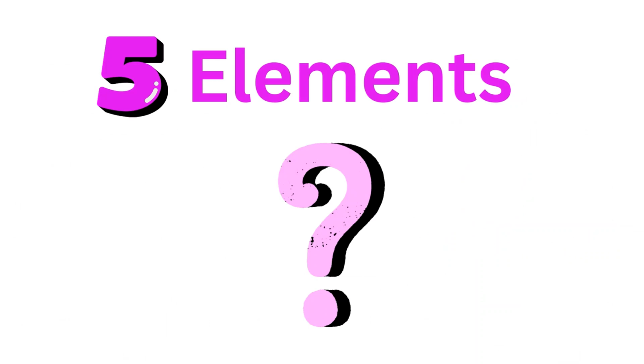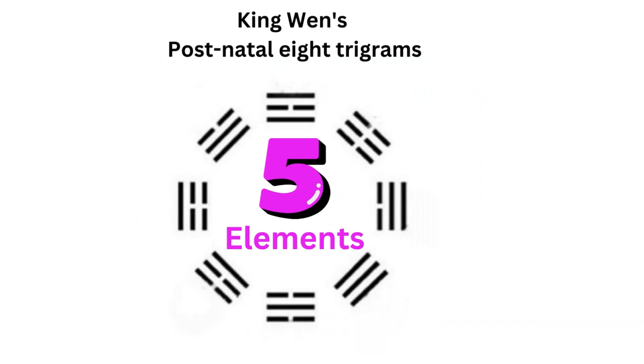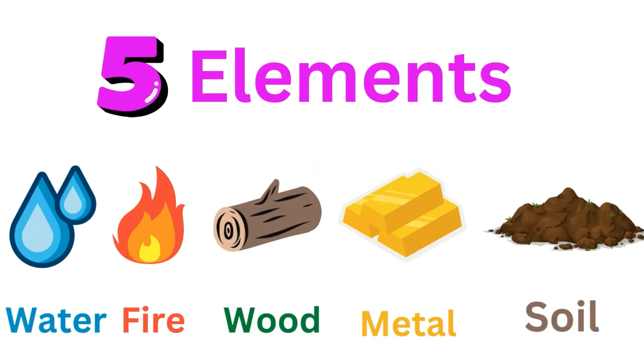What are the 5 elements? What do they have to do with the Book of Change and the 8 trigrams? The 5 elements are water, fire, wood, metal, and soil. They are not just tangible substances, but they possess an invisible form of energy.